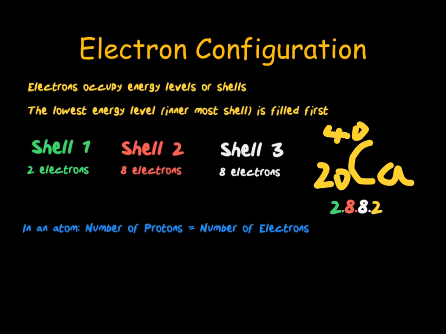I want you to practice this by working out the electron configurations for hydrogen, which is atomic number 1, beryllium, atomic number 4, fluorine, atomic number 9, phosphorus, atomic number 15, and potassium, atomic number 19.